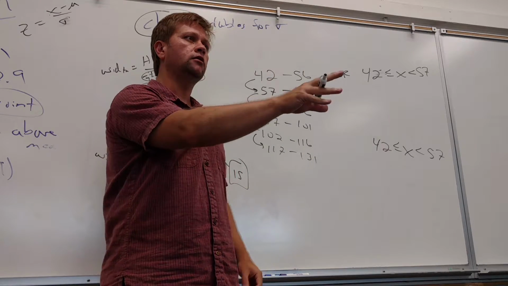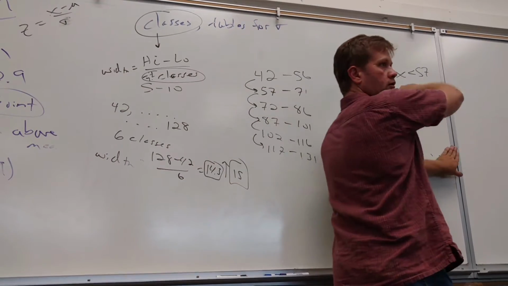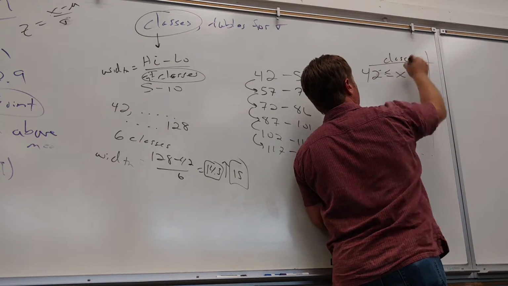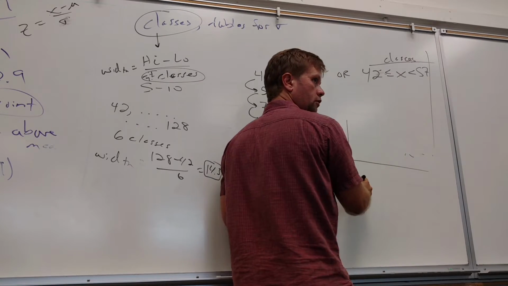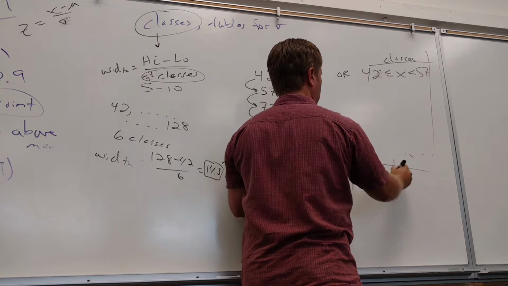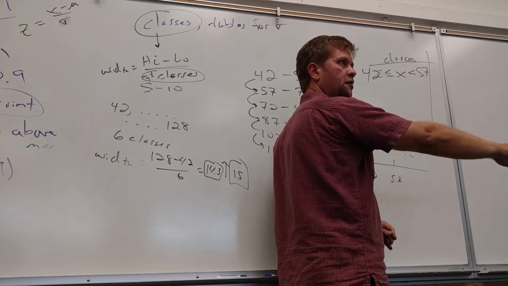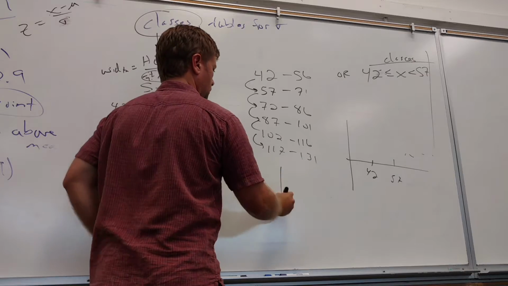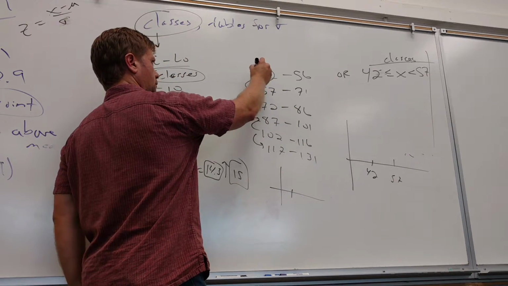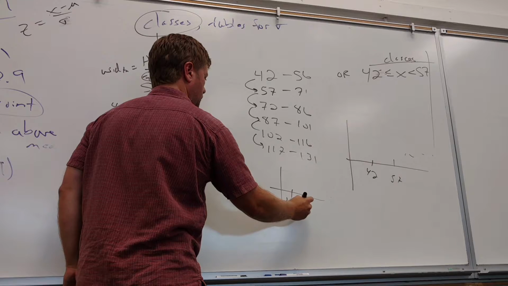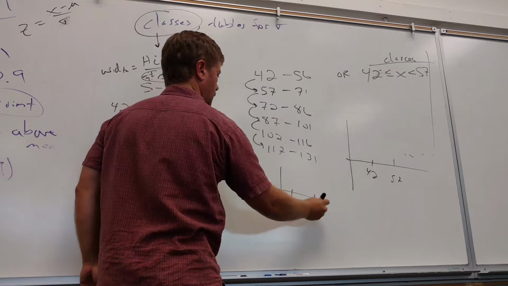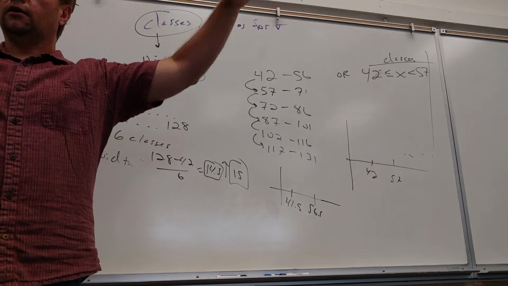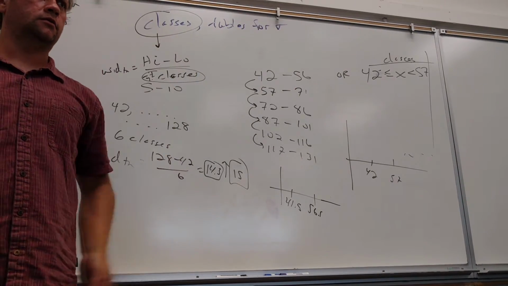When you write the classes, that's how it looks. When you go to draw the picture, this way I would just say 42, 57, and so on, which is another advantage this way has. With the other way, what would I have to do? 41.5, 56.5, 71.5. That's the boundaries versus the limits.